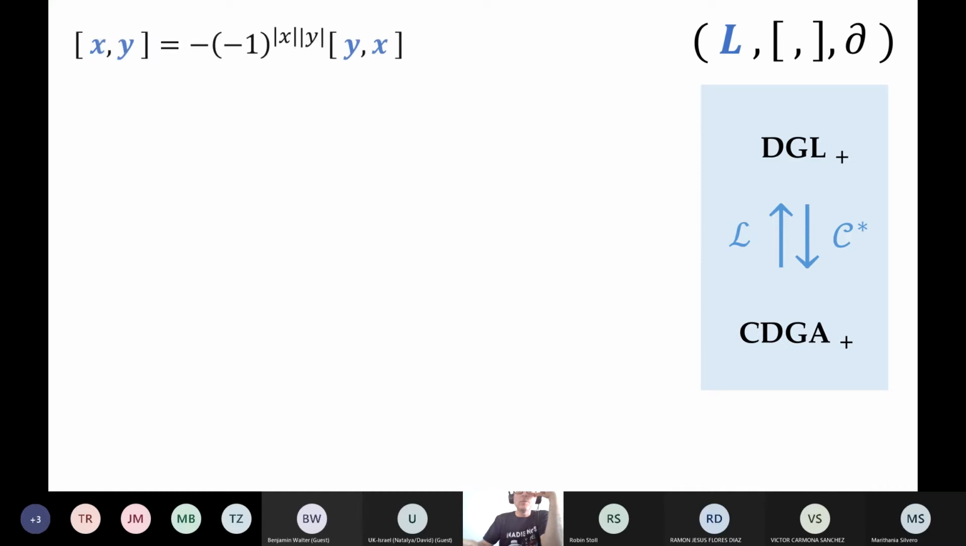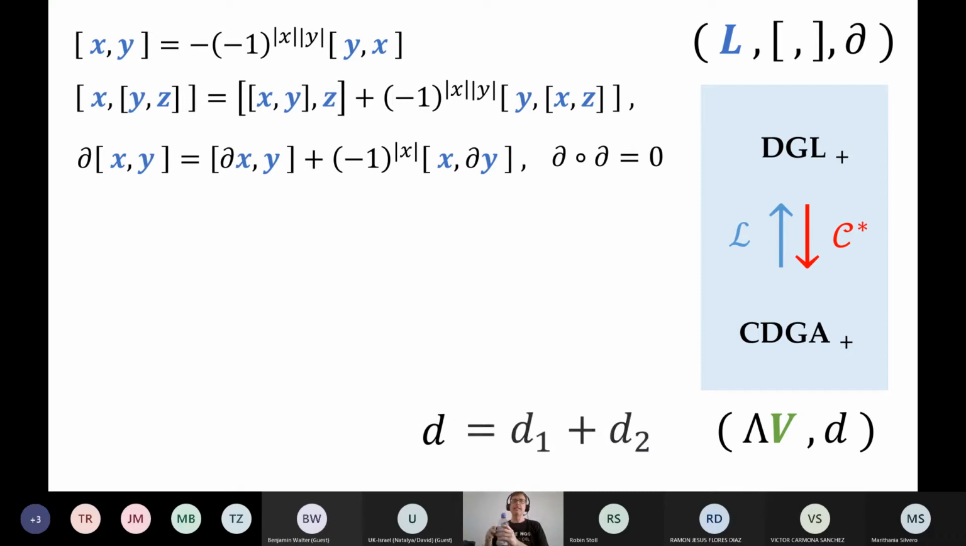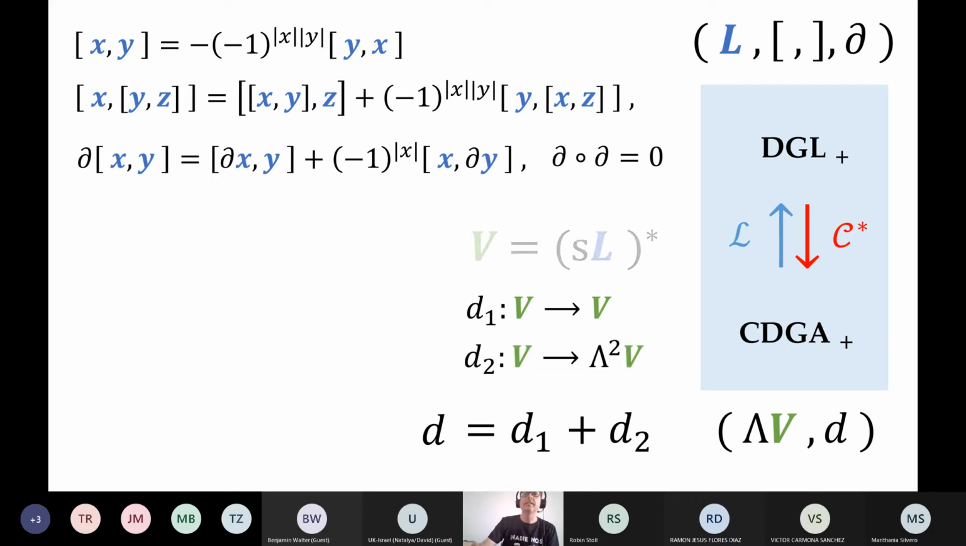So recall that we have a DGL, which satisfies graded antisymmetry and the graded Jacobi identity. The differential is a derivation with respect to the Lie bracket, and we will associate to this DGL a free CDGA. But this will not be a minimal Sullivan algebra, because the differential of this free CDGA will have a linear and a quadratic part. In order to define this linear and quadratic part, first we take the generators of this free CDGA as the dual of the suspension of L.